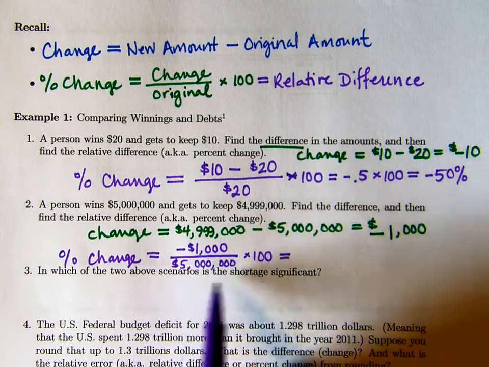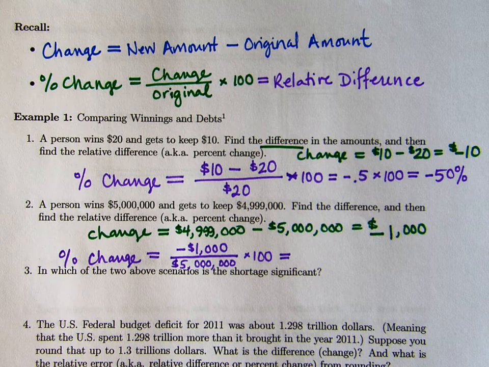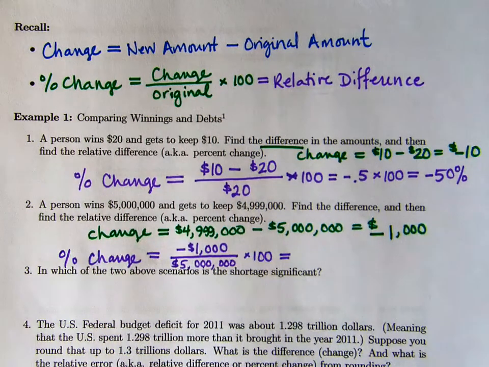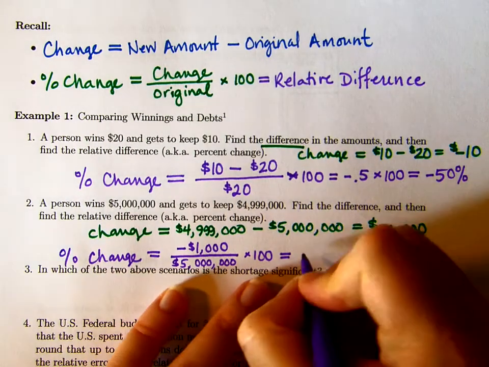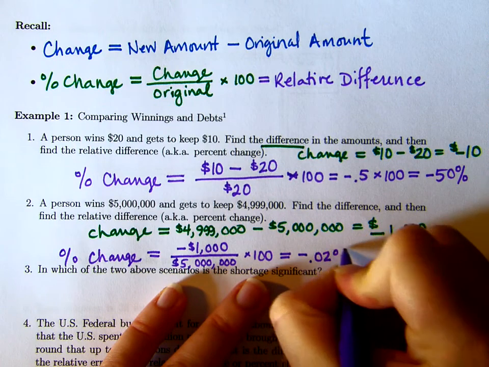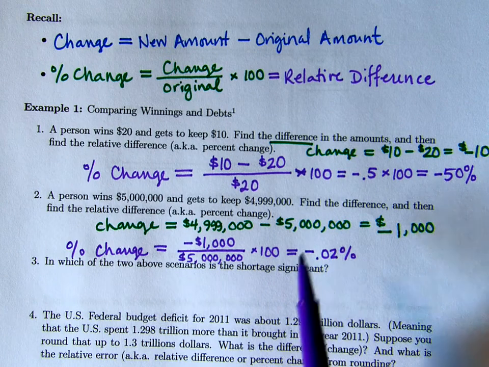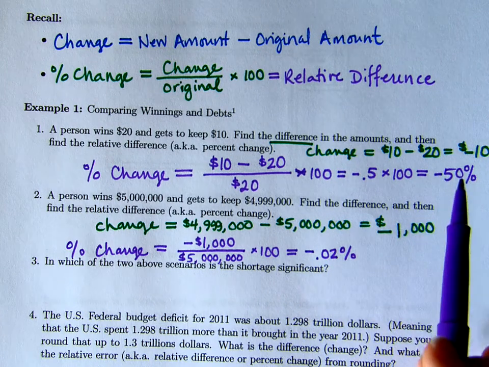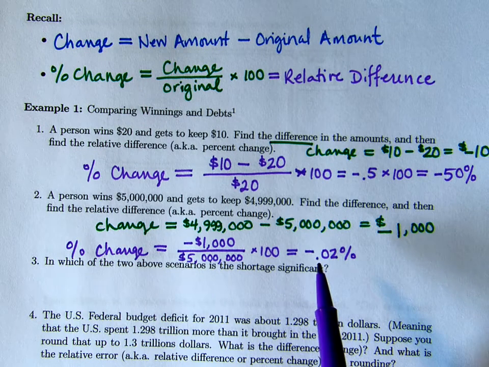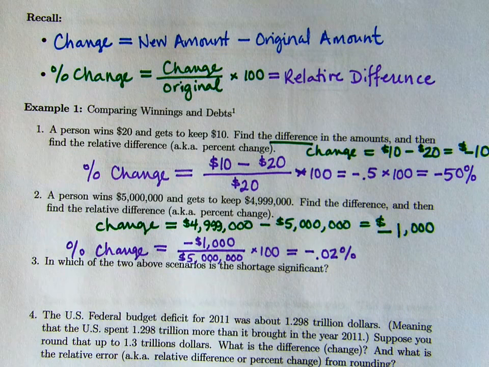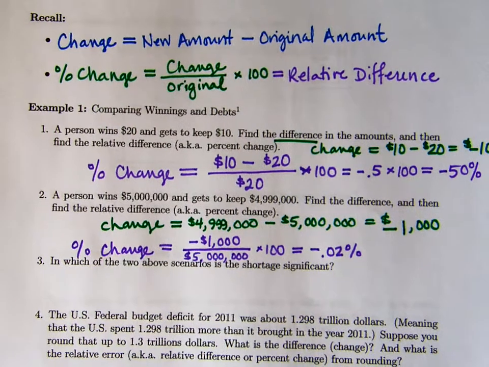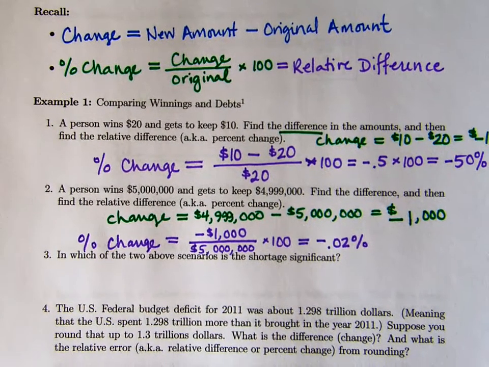So let's see. I'm going to go ahead and do this division, and then multiply by 100. I get 0.02. So the percent change is much, much smaller. This one was down by 50%, and this one was down by 0.02%. Which of these scenarios is the shortage significant?